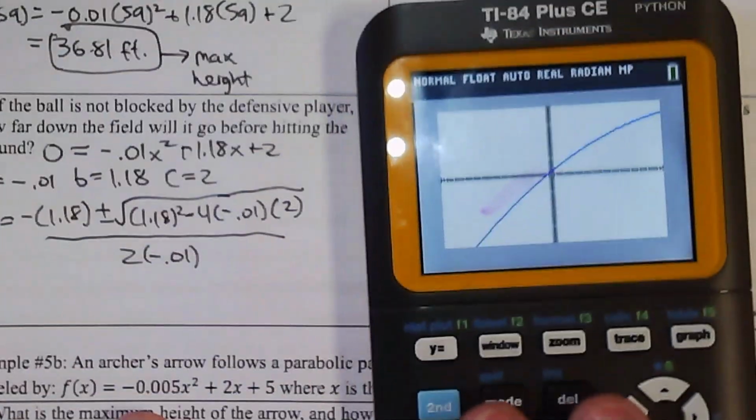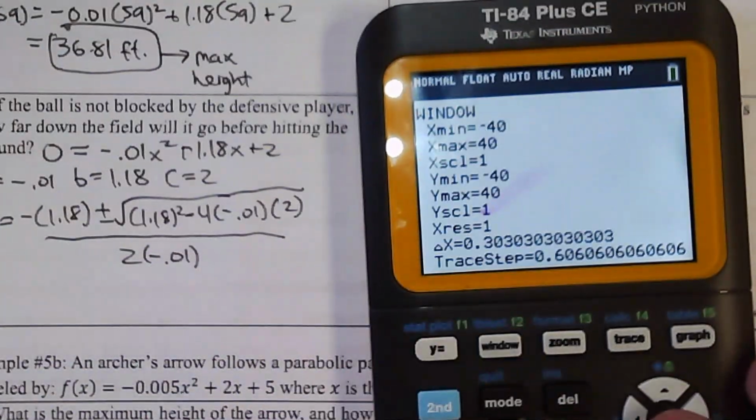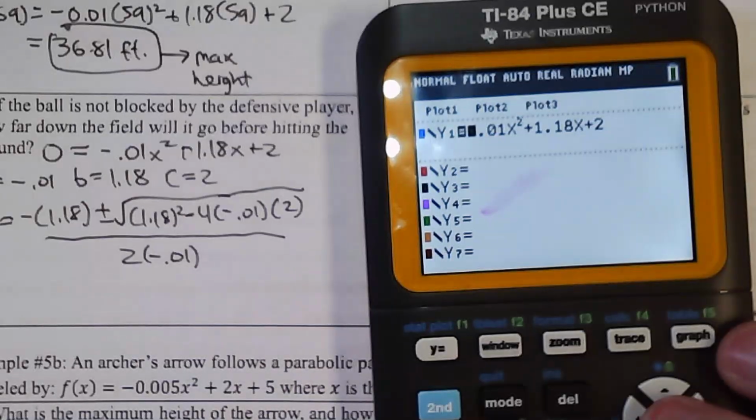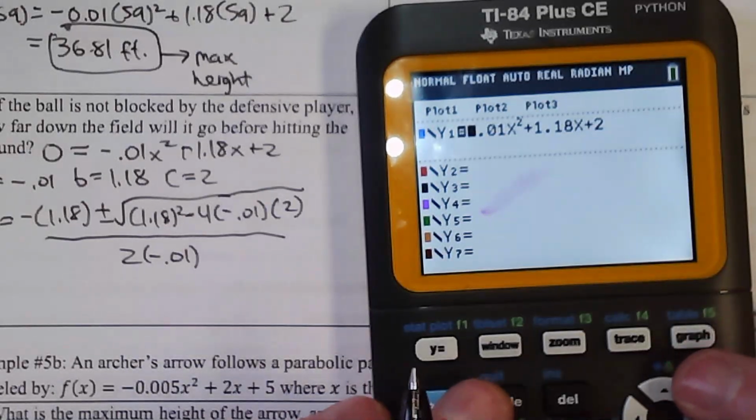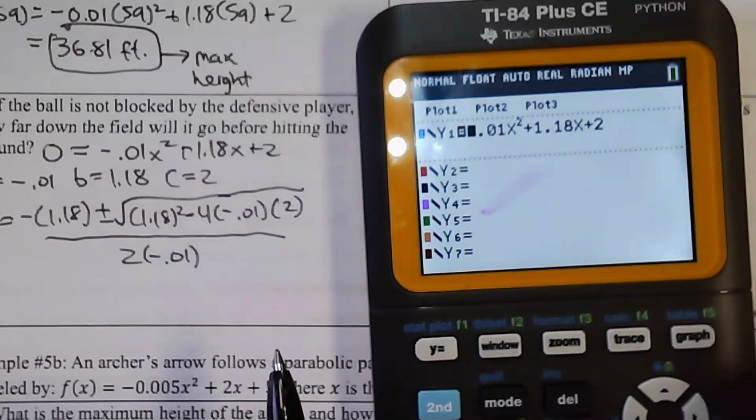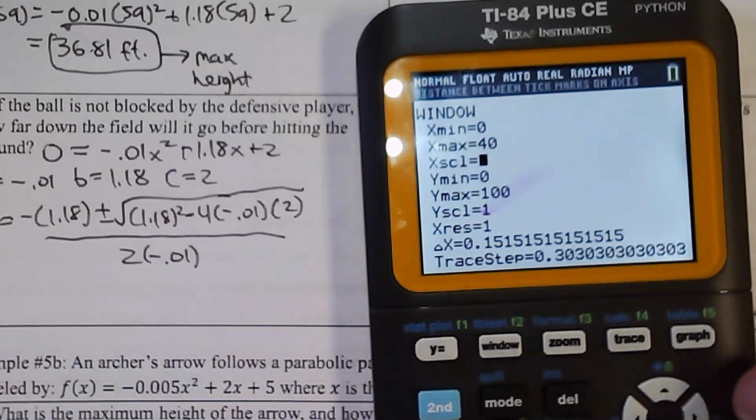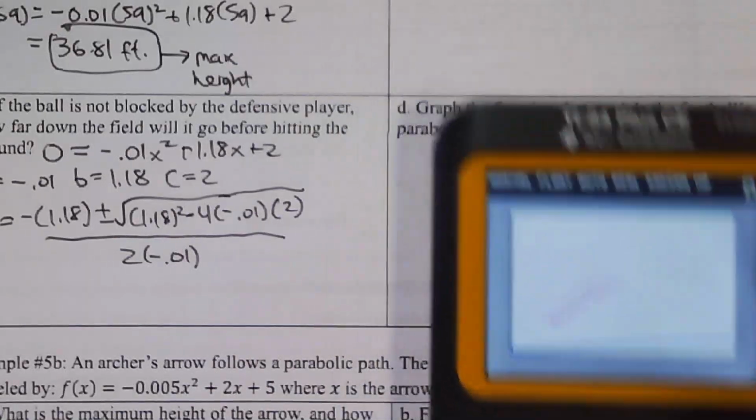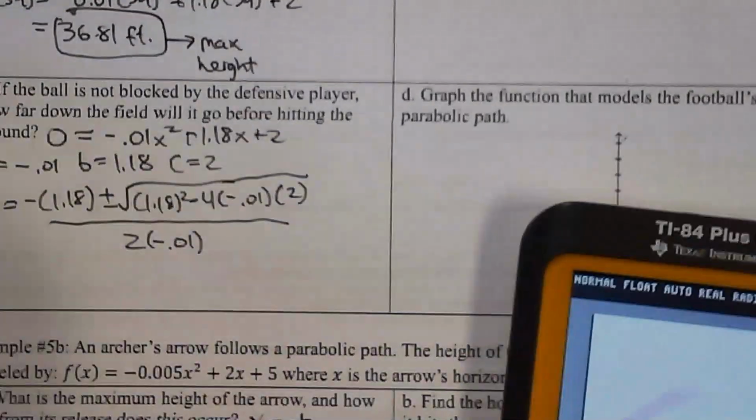Okay, I'm going to pause. I'm going to try to make this window fit this. So my x min 0, my x max, 40 would be good. My y min 0, my y max, let's go 100. See if I can see this. Dang, it's more than 100 feet, I guess. It's not yards, so let's go to window. Let's try 300. It's still in the air.